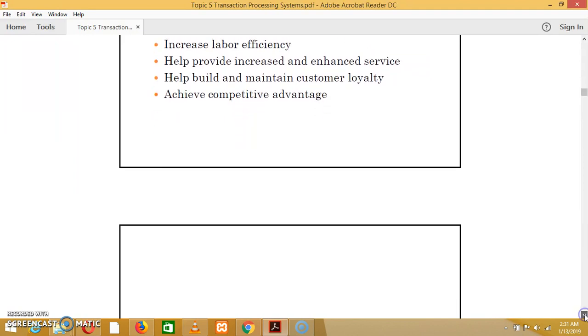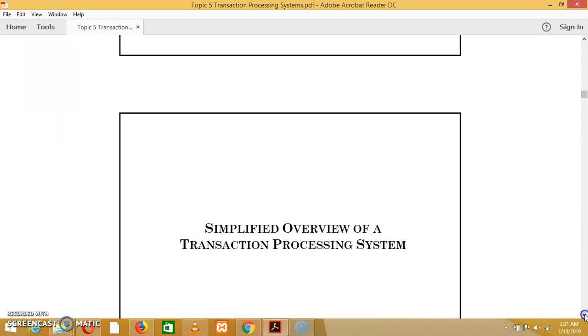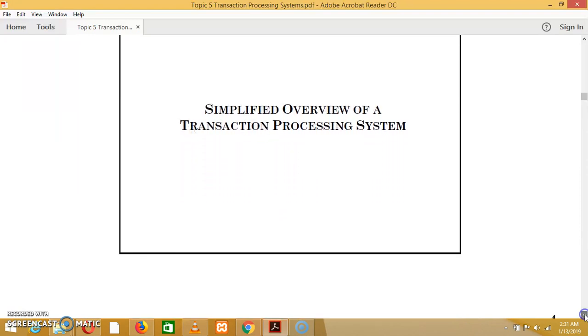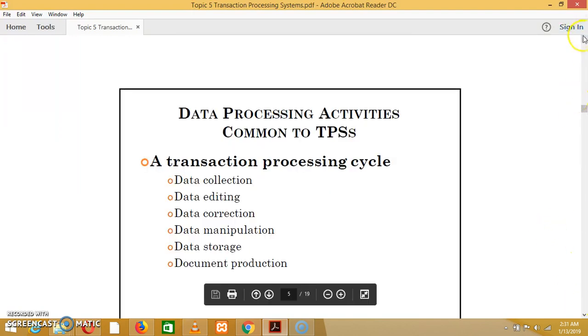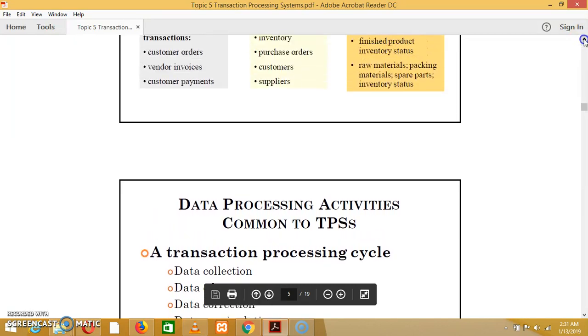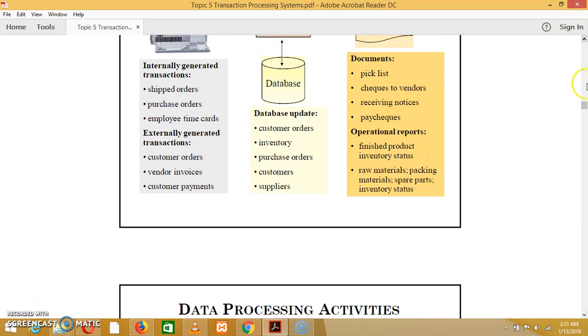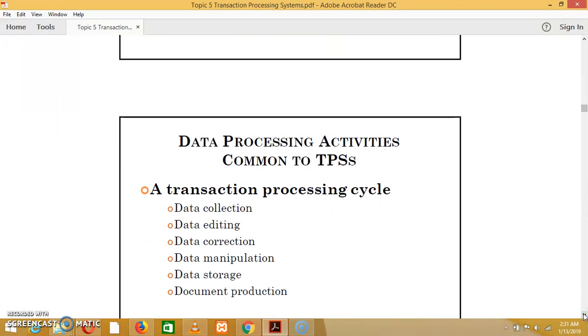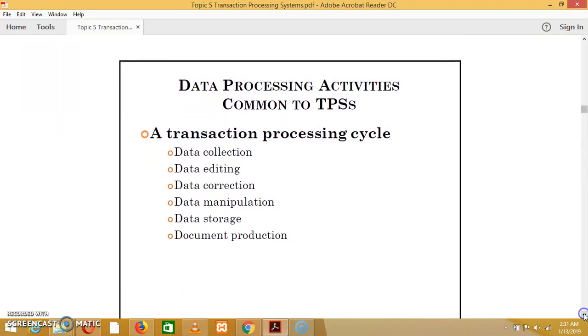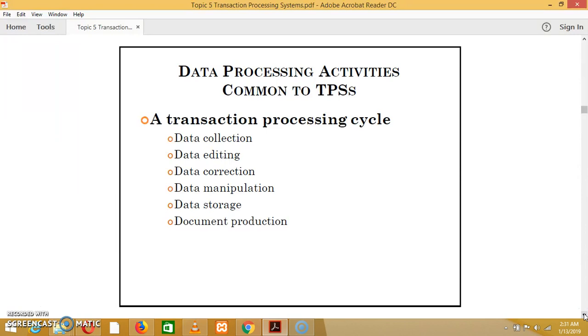Here we should understand the different types of TPS. There are a lot of TPS systems and we have to understand them one by one. Basically, before we look at the types of TPS, we should know the common activities used to process data within the TPS. The first thing is data collection. Before we start to process, we collect data, then we edit, correct, and manipulate it, we store the data, then we produce documents. So these are the very basic processes of TPS.